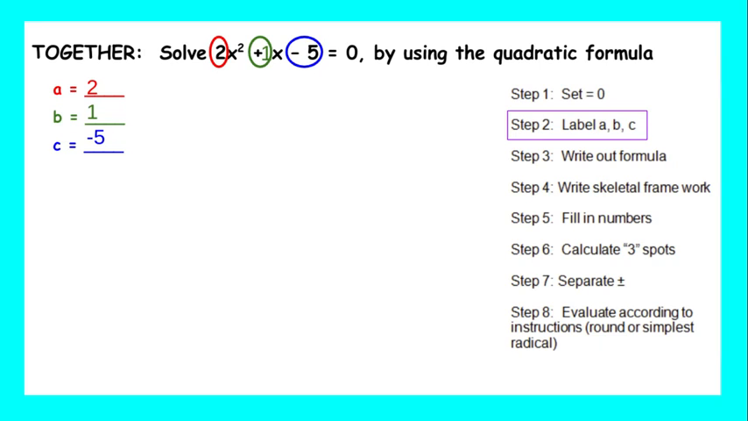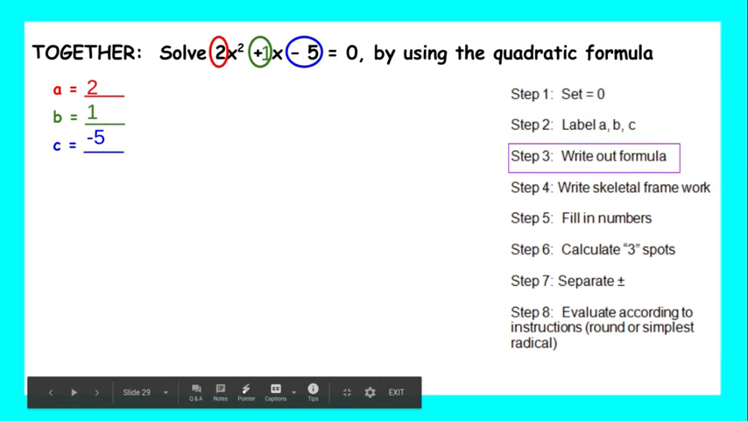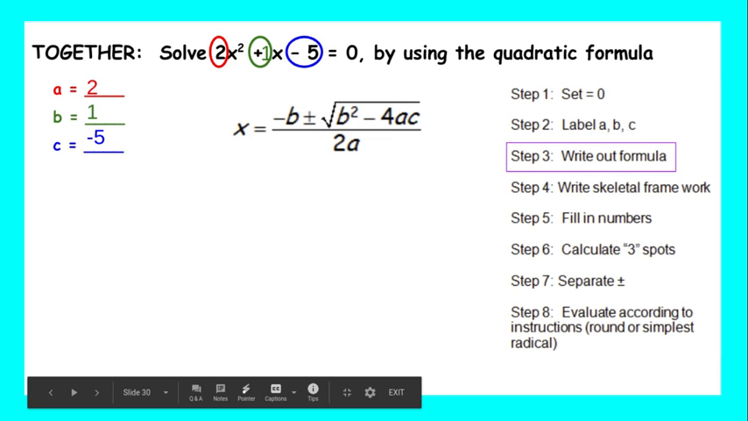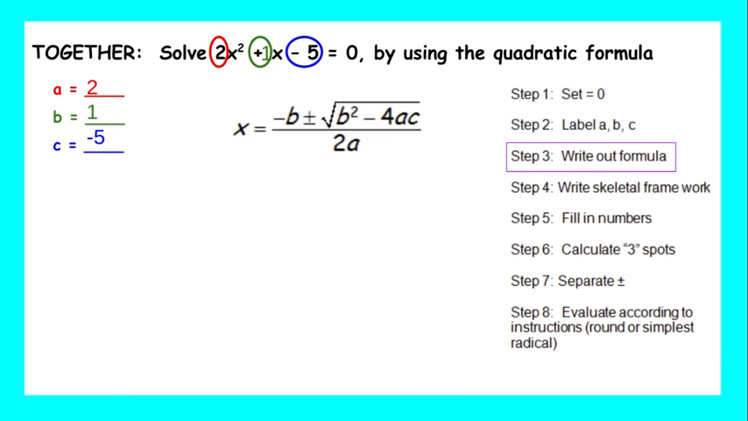So now that we have A, B, and C labeled, we want to write out our formula. Our formula is on the top of the page, and each time you do it, you're going to want to write it down so you memorize it: x equals negative b plus or minus the square root of b squared minus 4ac, that whole thing over 2a.